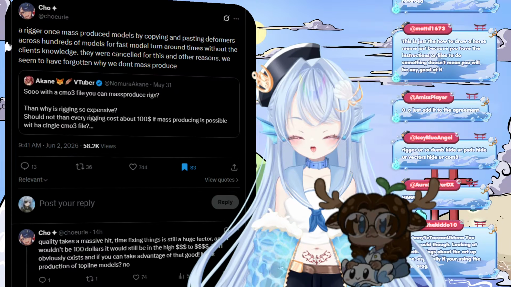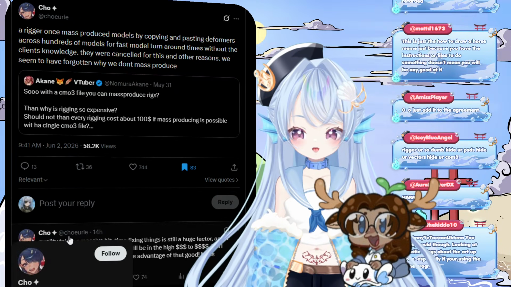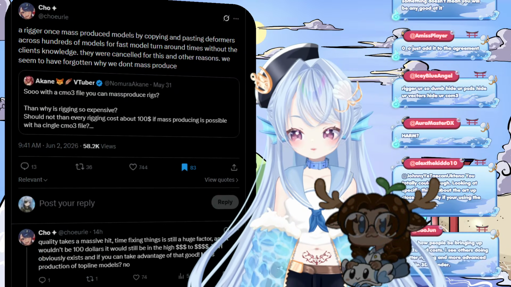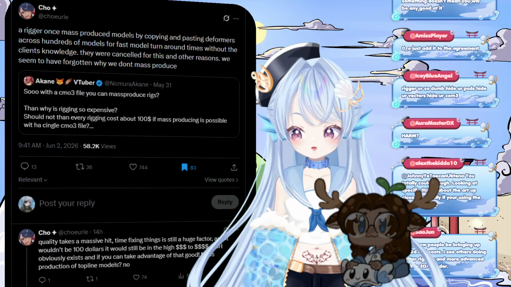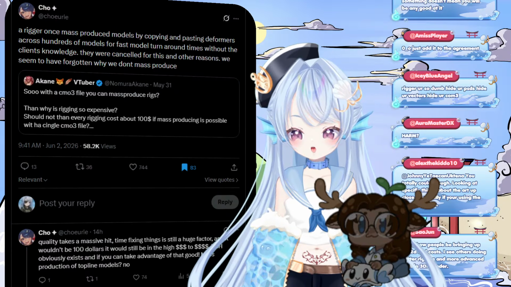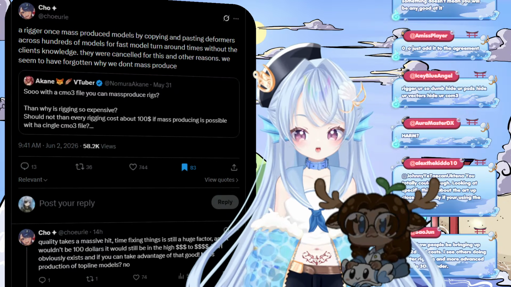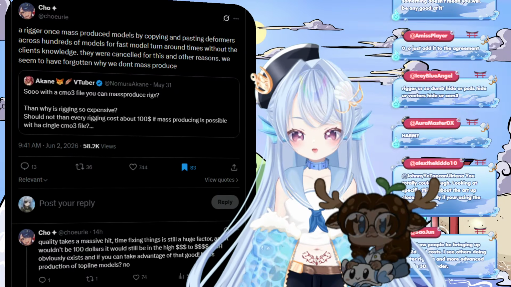And then this one. So I think people know what this one is talking about, but I'll explain it anyways. "A rigger once mass-produced models by copying and pasting deformers across hundreds of models for fast model turnaround times without the client's knowledge. They were canceled for this and other reasons we seem to have forgotten why we don't mass-produce."